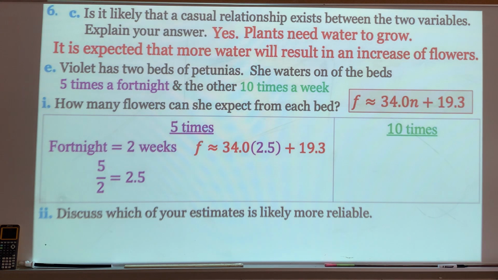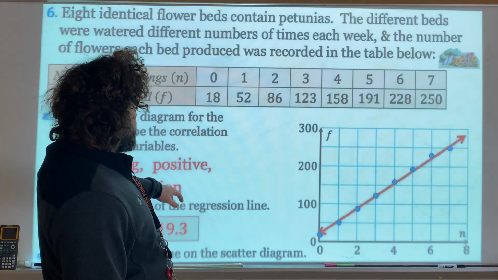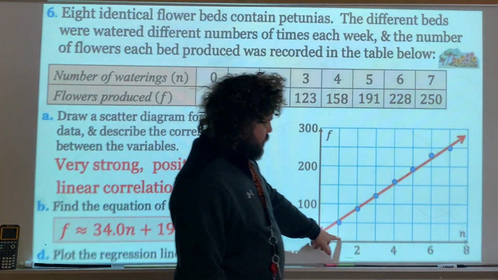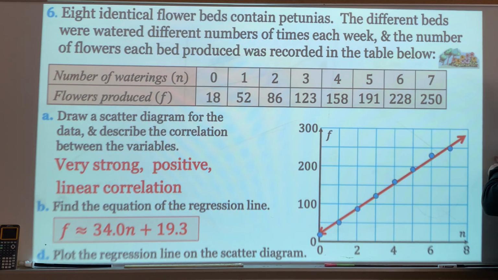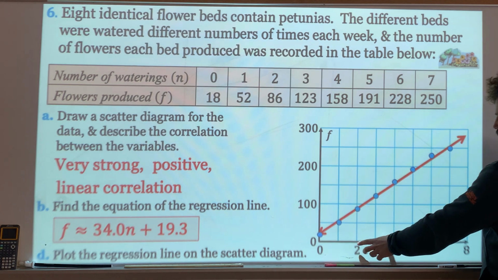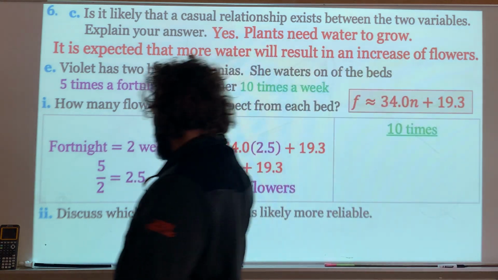Let's go backwards real quick. One of them is not reasonable. Let's look at our graph. Our graph only goes up to about 7. So 10 times a week doesn't seem reasonable because it's going to be an extrapolation. 2.5 falls in our graph area though, so that one's going to be reasonable.